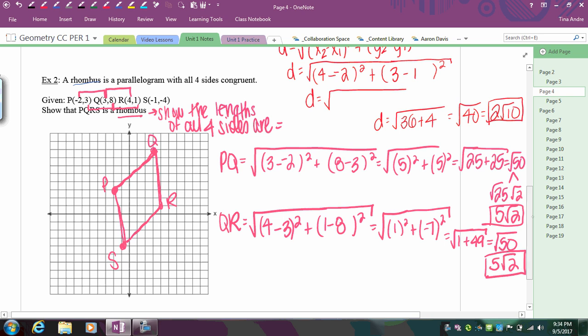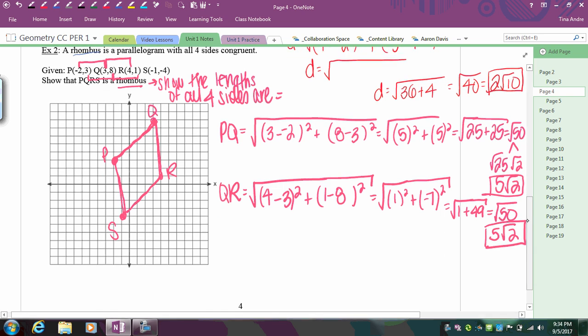You do actually have to show all of this math. So even though we're trying to show it's a rhombus and all 4 sides should be the same, you do actually have to show it. That's what a proof is. You're showing that it actually is working out. So you're really proving that this is a rhombus.